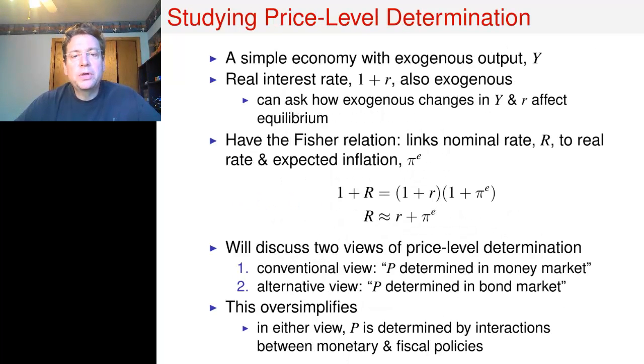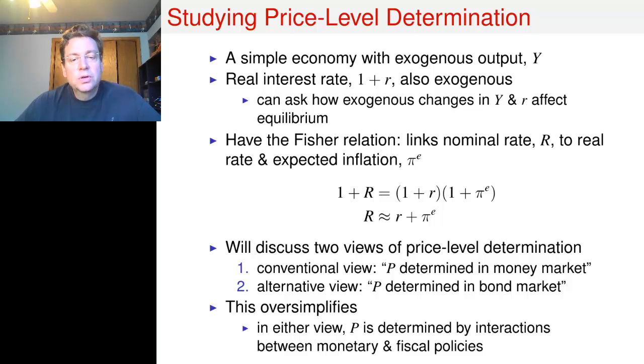So we're going to look at a simple economy. Output is going to be exogenous. That means the only thing that we're really going to determine here is the price level or the inflation rate. That's going to make the real interest rate, 1 plus little r, also exogenous. But then we can ask questions like, how do changes in income or the real interest rate affect the equilibrium? We're going to use the Fisher equation that links the nominal rate to the real rate and expected inflation. And we'll discuss two different views of price level determination.